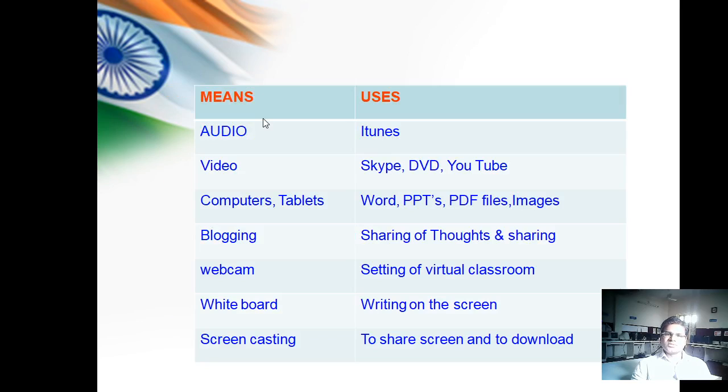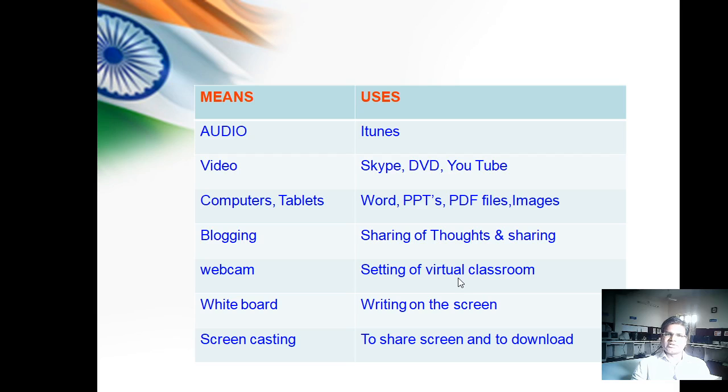Let's have a look at the means. These are the means of ICT and these are the uses of this ICT. The means include audio, iTunes, video, Skype, DVD in the form of YouTube, then computers and tablets you can use for making Word, PPT, PDF files and images. Then blog is another concept.